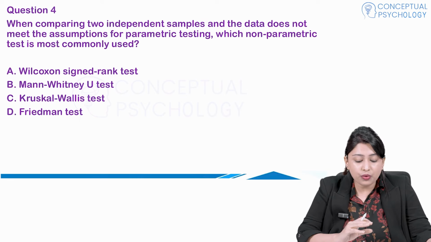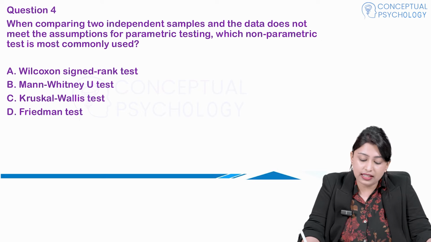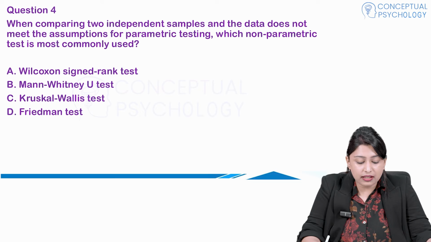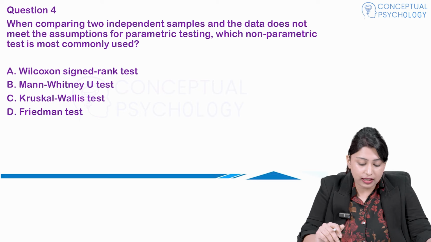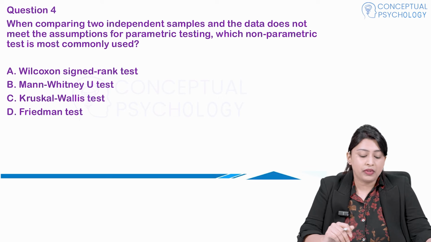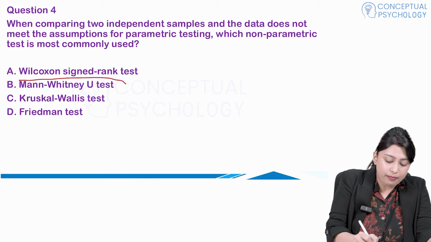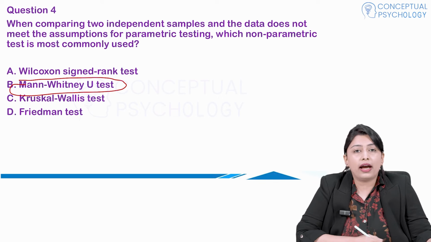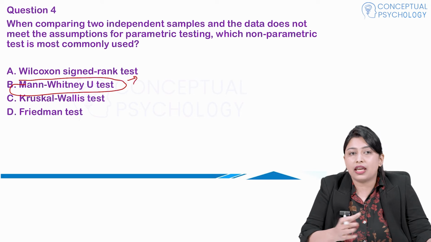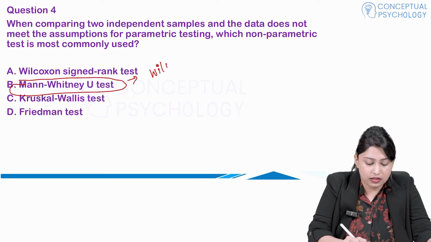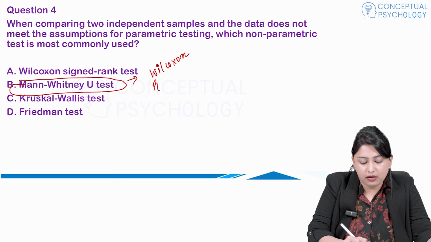When comparing two independent samples and the data does not meet the assumptions for parametric testing, which non-parametric test is most commonly used? So here the options are Wilcoxon signed rank test, Mann-Whitney U test, Kruskal-Wallis test and Friedman test. So here the correct answer would be Mann-Whitney U test. And why? The Mann-Whitney U test is also known as the Wilcoxon rank sum test.